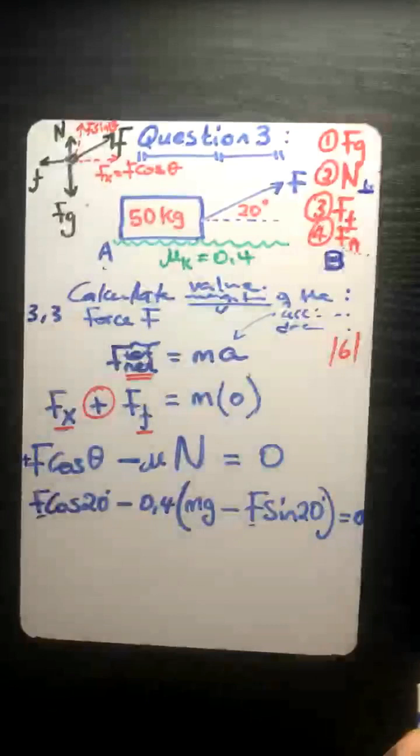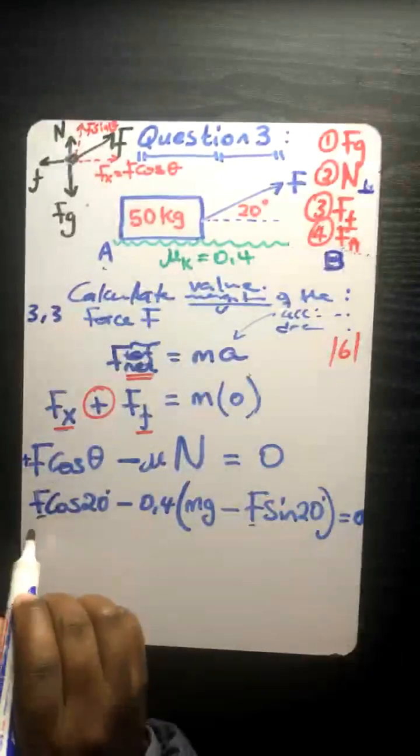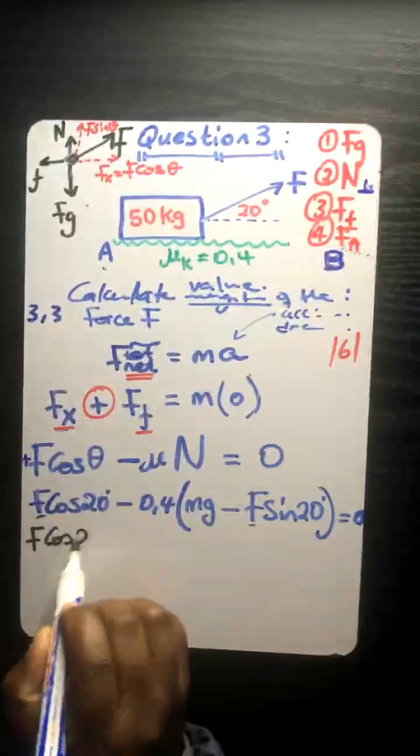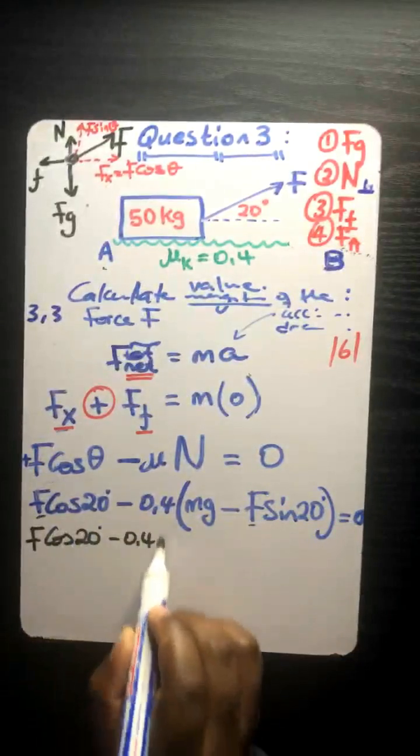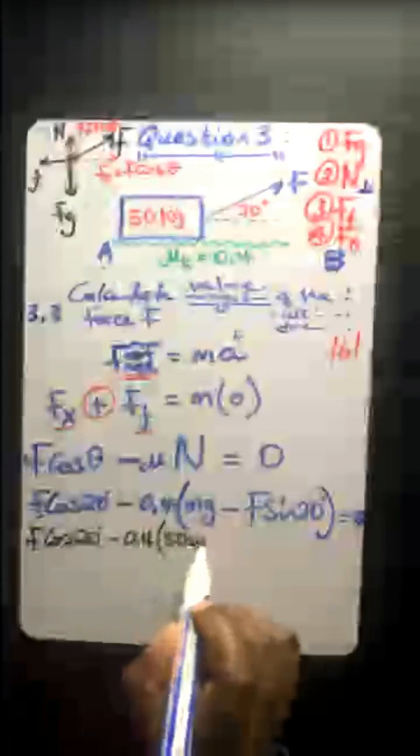So obviously, that means we have F that we are looking for. We have cos of 20 degrees there, minus 0.4 there. We know M is 50, which we need to multiply by 9.8. This is the value that we are looking for. And then we have sine of 20 there. This is equal to 0.